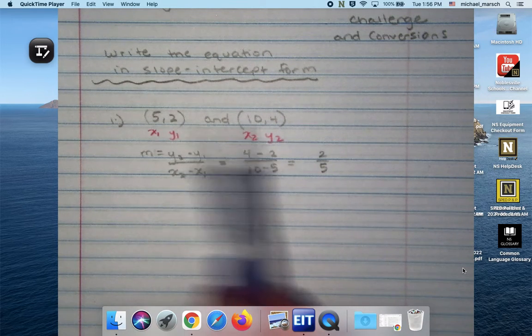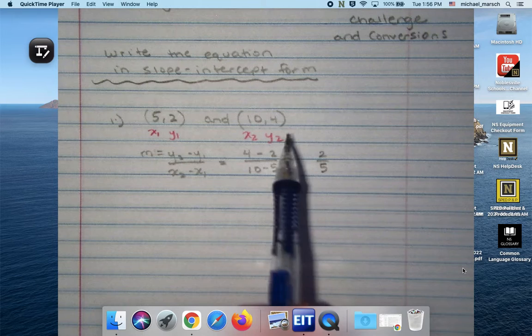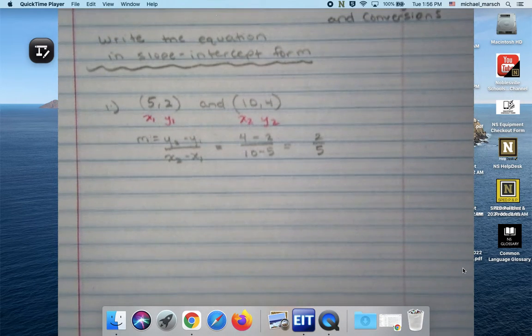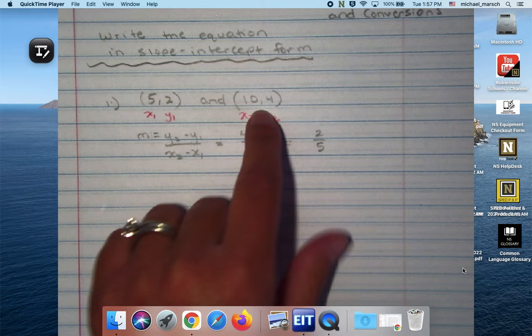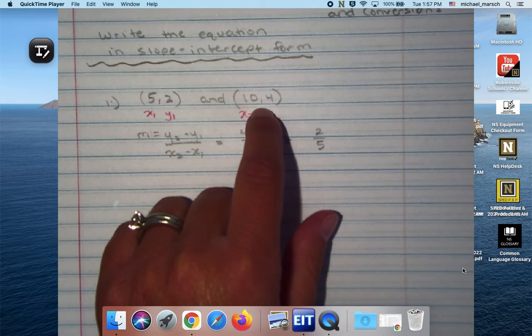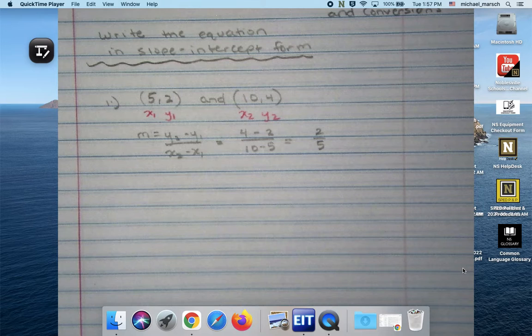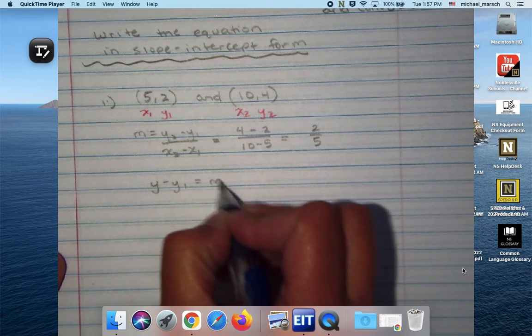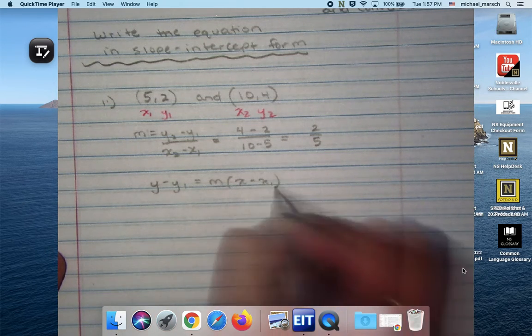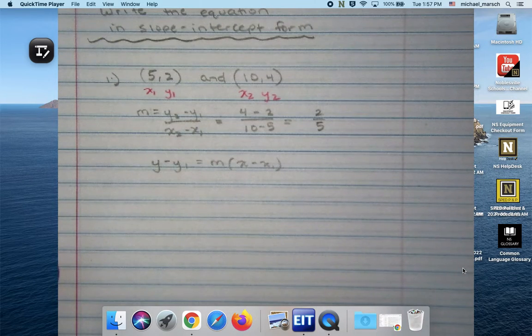So are either of these 2 points our y-intercept? No. No, unfortunately they're not. But luckily, I have another form that I can put the slope and a point into. Point slope. Yeah. And then I can solve and put it into slope intercept. Are you guys with me? Yeah? So y minus y1 equals m times the quantity x minus x1. This is point slope, right?